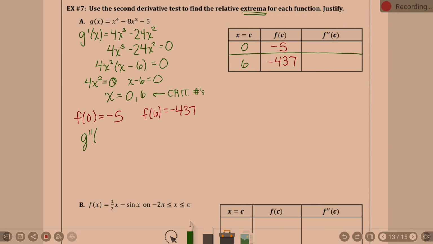So let's split this 40 times. Now, the idea of the second derivative test is we want to take each of our values and see what's happening here. I want to know what's happening at the second derivative with the critical value of 0 and what's happening with the critical value of 6.